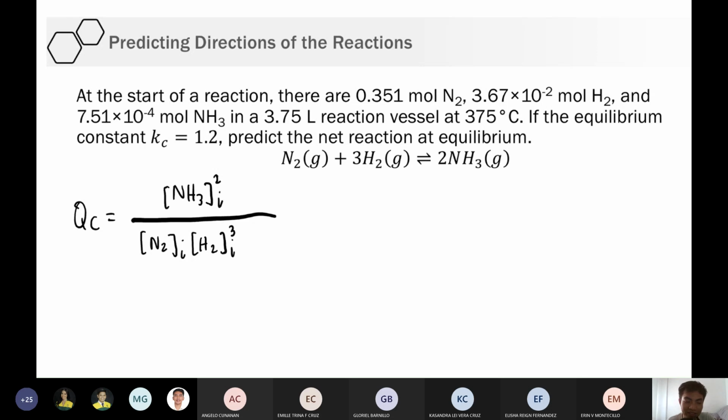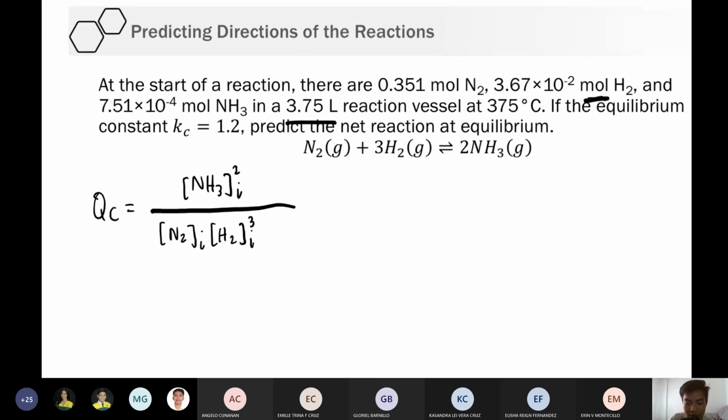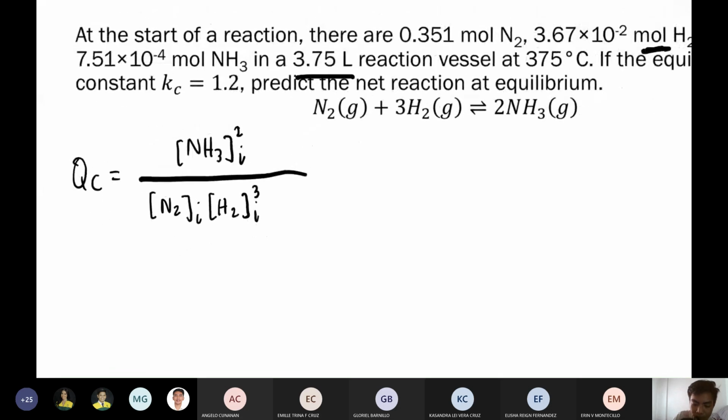Ako na rin sasagot. Okay. So, paano mo malalaman yung concentration? That will be the moles of your substance divided by the volume. Diba? Concentration, molarity, moles per volume yun, diba? So, that means you divide the moles by the volume. Okay? So, ganun gagawin natin.